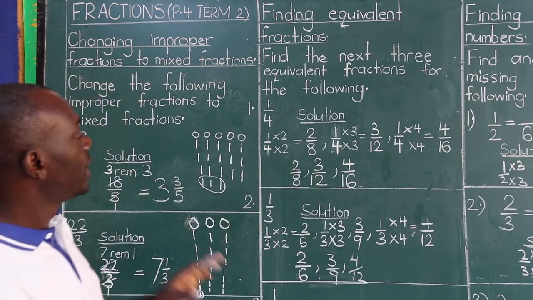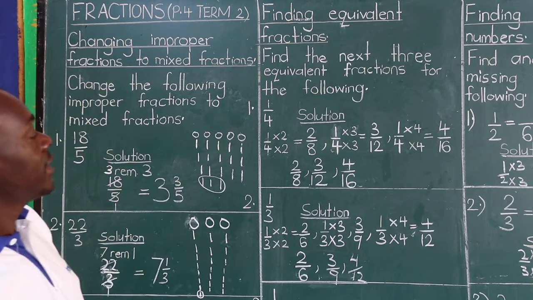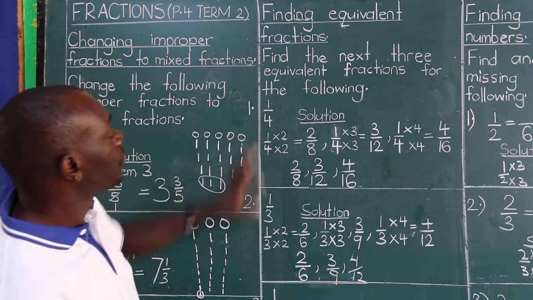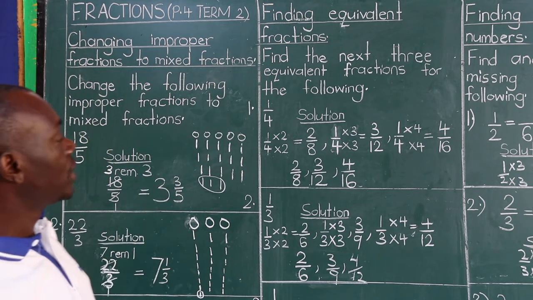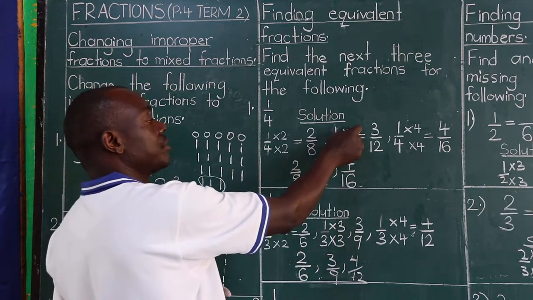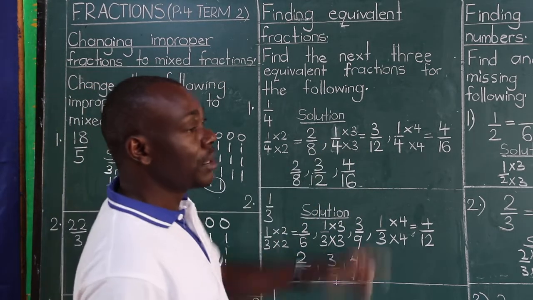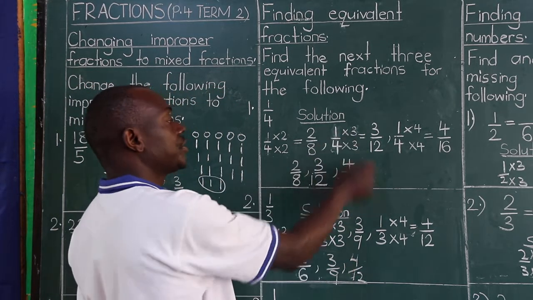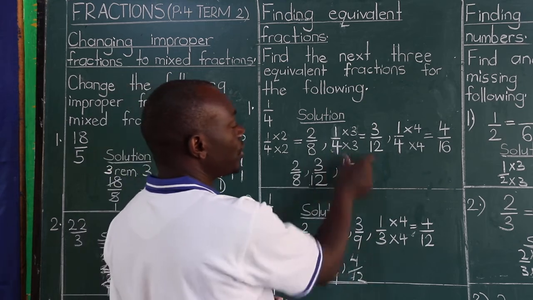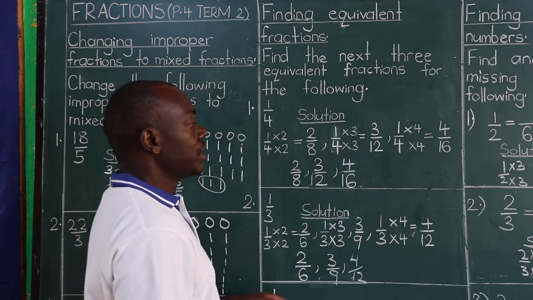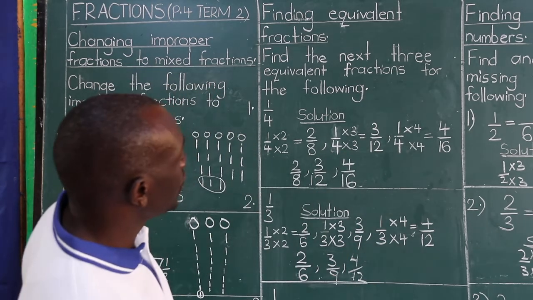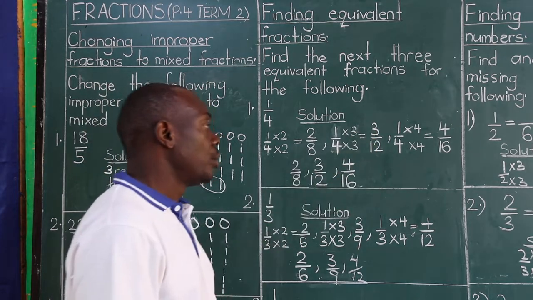That's the first one. The second, we shall multiply the same fraction by 3 up and down. So we say 1 times 3 and 4 times 3. Where 1 times 3 you get a 3 and 4 times 3 you get 12. So that's the second equivalent fraction to a quarter. That is 3 out of 12.